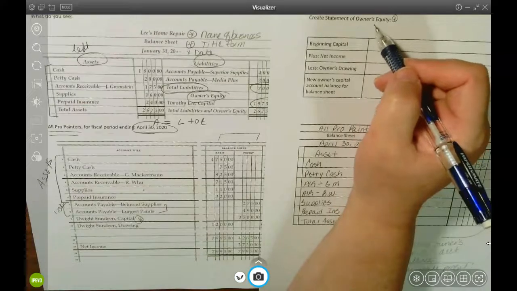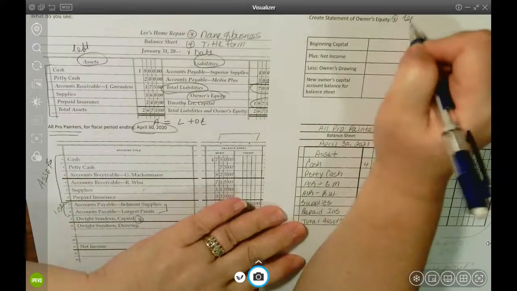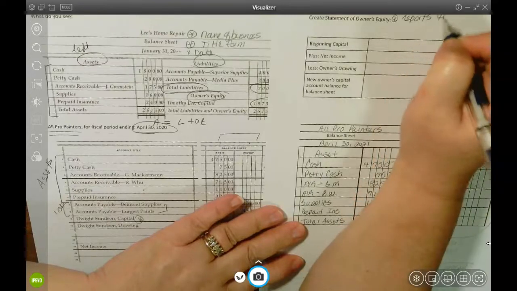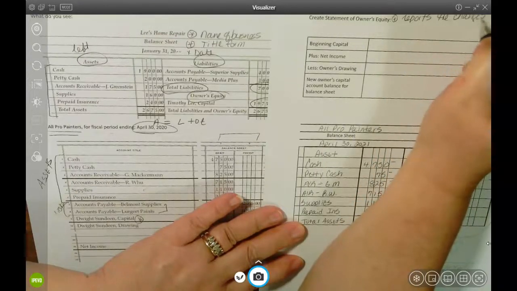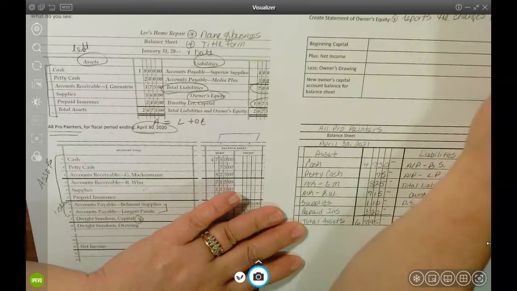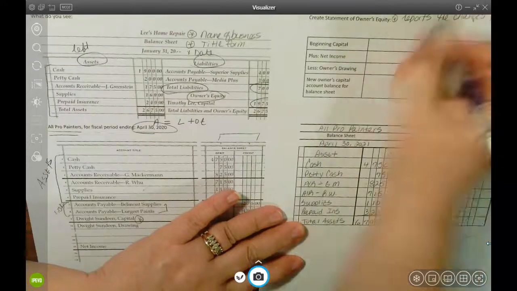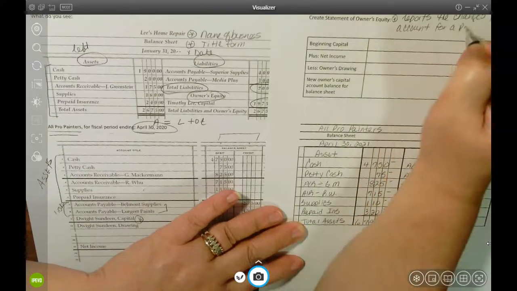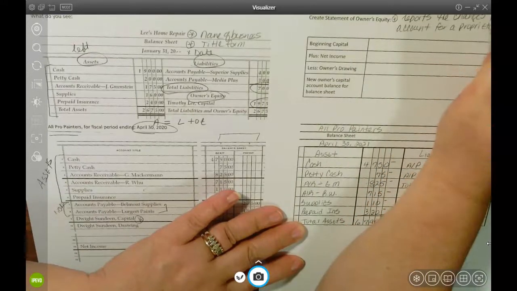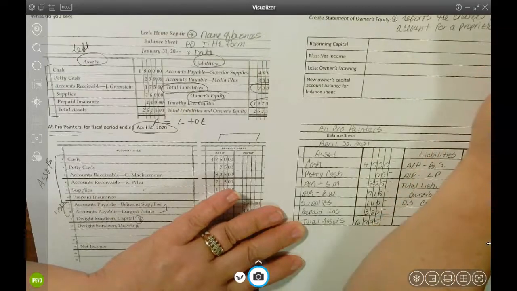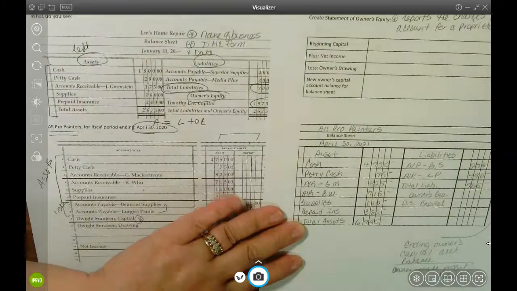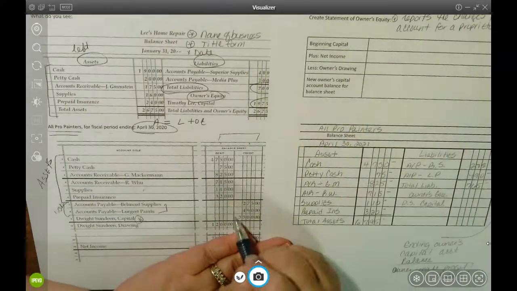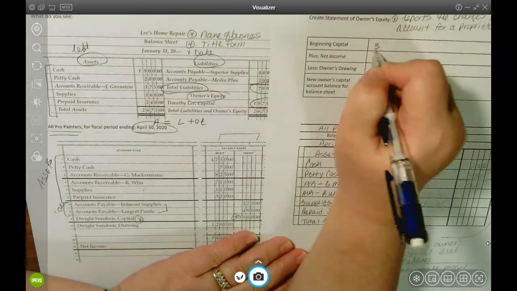A statement of owner's equity reports the changes in the capital account for a proprietorship for a period of time. So you are going to look at the beginning capital amount, comes off the worksheet. We have $3,500.